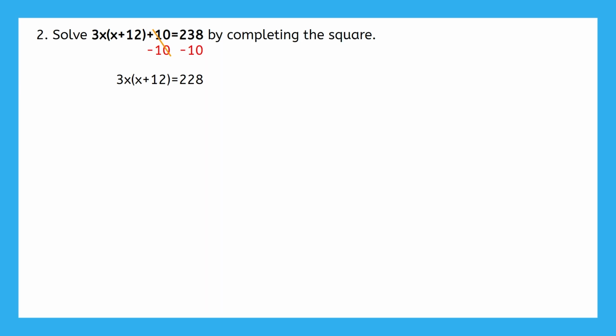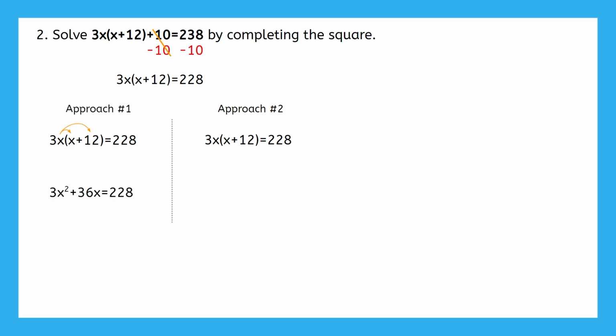At this moment, we actually have two different approaches we could take. In the first approach, we would first distribute that 3x and get 3x squared plus 36 equals 228. And then, since we need just x squared to complete the square, we divide both sides by 3, and we get x squared plus 12x equals 76.